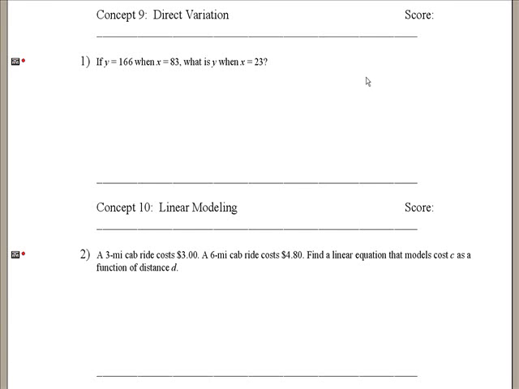Concept exam number 7 for advanced algebra. We're going to start off by looking at question number 1, which tested concept number 9, direct variation.